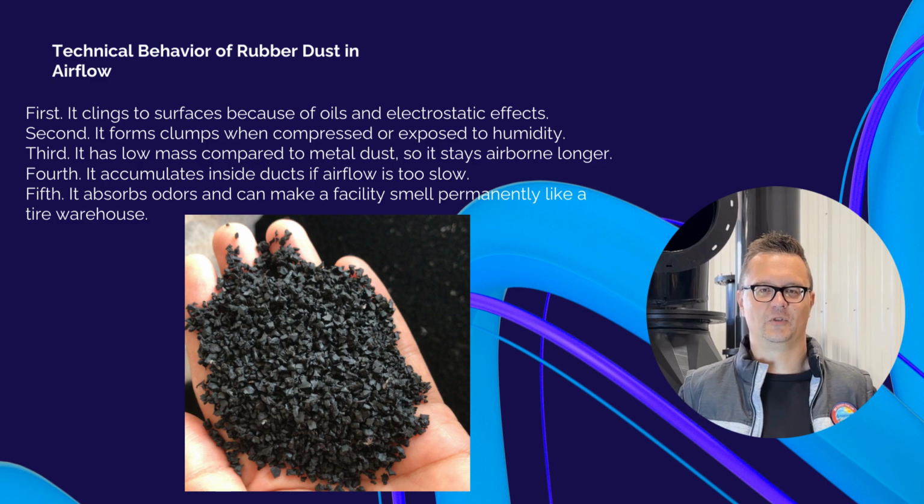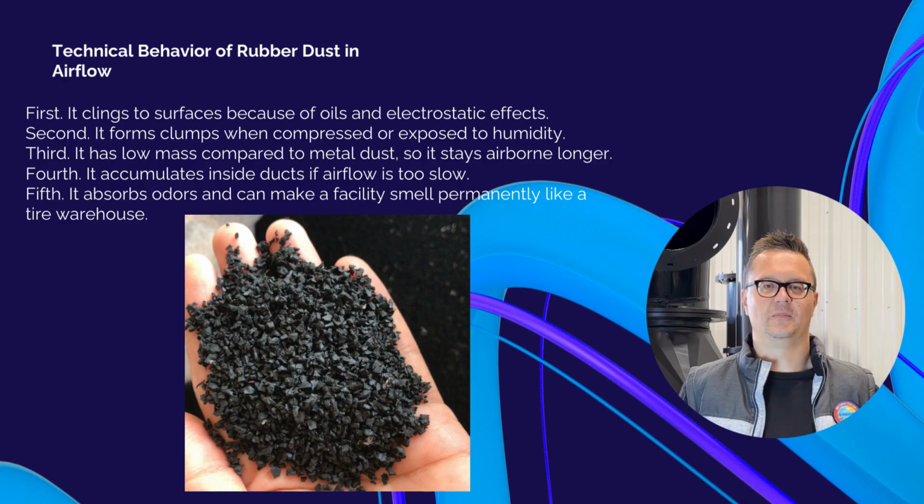Technical behavior of rubber dust in airflow. Rubber dust has several unique physical behaviors. First, it clings to surfaces because of oils and electrostatic effects. Second, it forms clumps when compressed or exposed to humidity. Third, it has low mass compared to metal dust, so it stays airborne longer. Fourth, it accumulates inside ducts if airflow is too slow. Fifth, it absorbs odors and can make a facility smell permanently like a tire warehouse. For stable transport, I design duct velocities from 4,000 to 5,000 feet per minute.